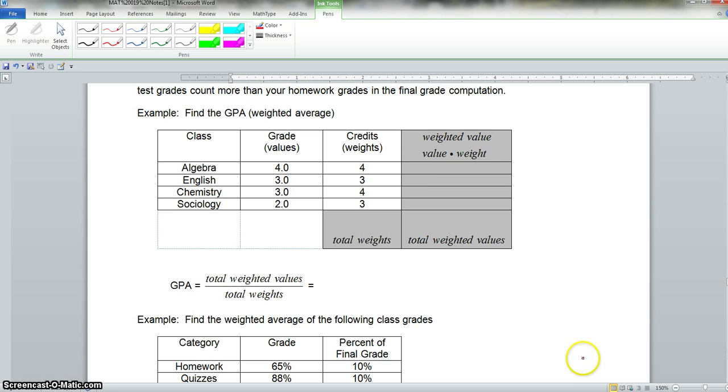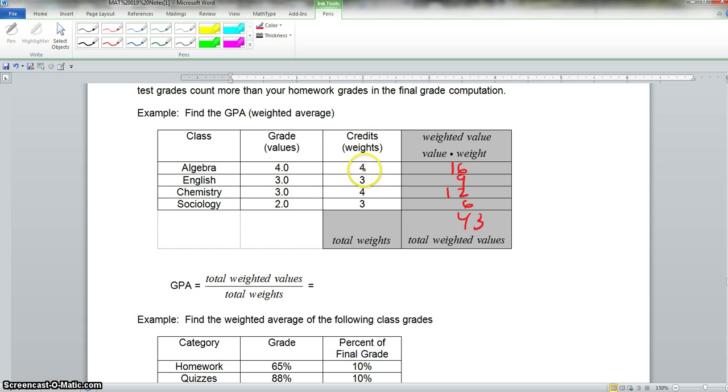Okay, now example, find the GPA, the weighted average. Now this is how we would do it. The weighted average is the value, which are these values, times the weight. So we'll take 4.0 times 4, which is 16. 3.0 times 3, which is 9. 3.0 times 4 is 12. And 2.0 times 3 is 6. Now we would total the weighted values. So we have 16 and 9 is 25, plus 12 is 37, plus 6 is 43.